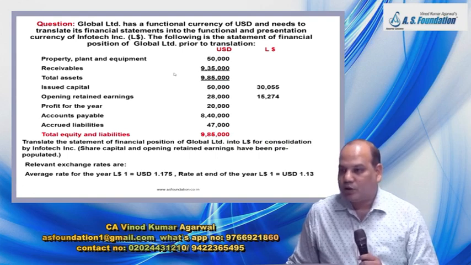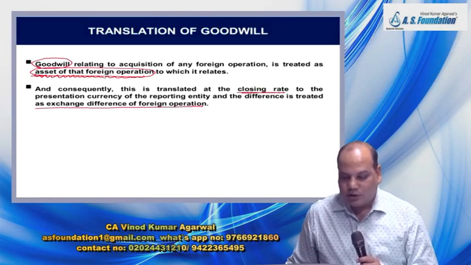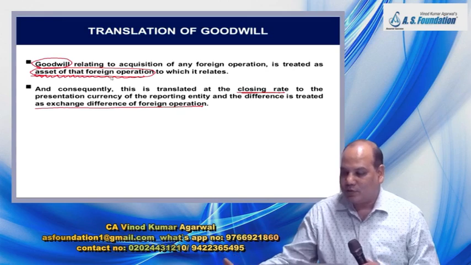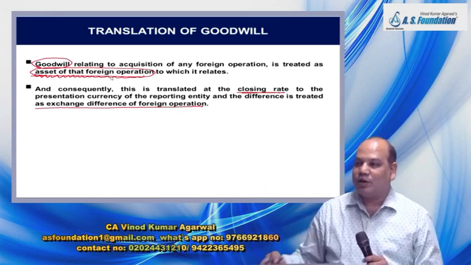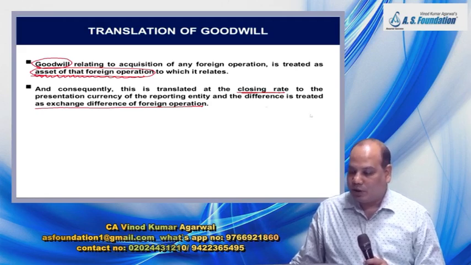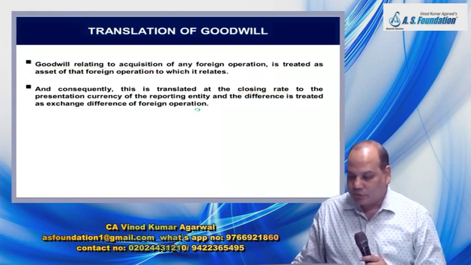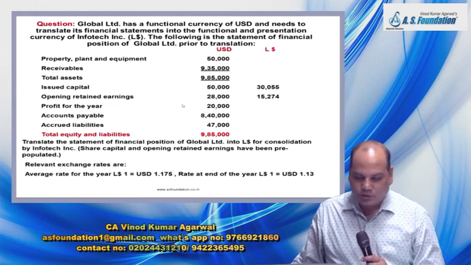Now we'll solve a small example. The logic they have given, I hope, is a little bit convincing that it is an asset of the foreign operation. It is not your asset. This asset was acquired only when you acquired the subsidiary. So therefore, apply closing rate and apply the exchange difference the same treatment, FCTR. Now we'll solve a small example.